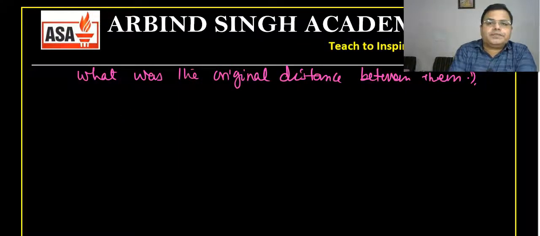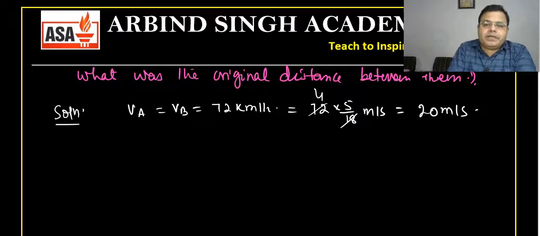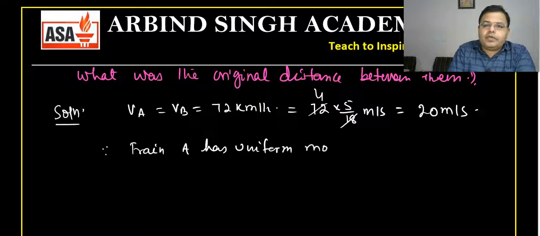In the first case, for the solution, velocity of A is equal to velocity of B is equal to 72 km per hour. That is 72 into 5 by 18 meter per second, that is 20 meter per second. Since A is moving with uniform velocity and B has accelerated motion, since train A has uniform motion.